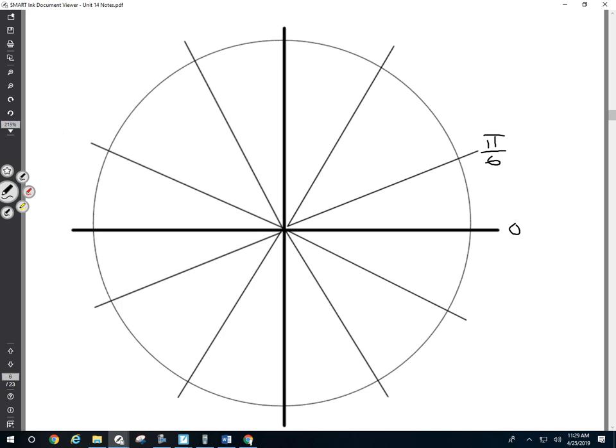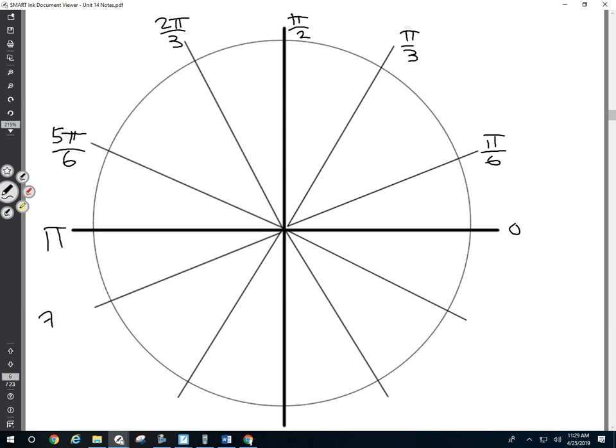0 pi over 6. Okay, you guys already wrote this down. 2 pi over 6 simplifies to be what? Pi over 3. 3 pi over 6 simplifies to be pi over 2. 4 pi over 6. Can you simplify 4 over 6? What's 4 over 6 simplified? 2 over 3. So this is 2 pi over 3. 5 pi over 6. Can you simplify 5 over 6? No. 6 pi over 6. You can simplify, that's pi.